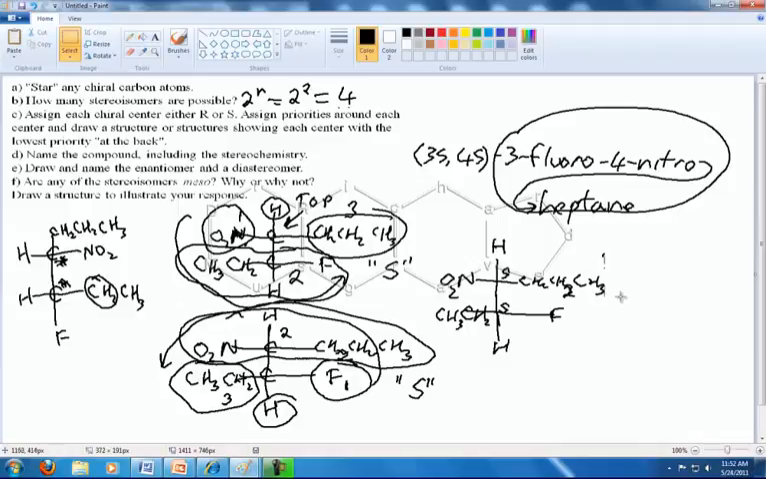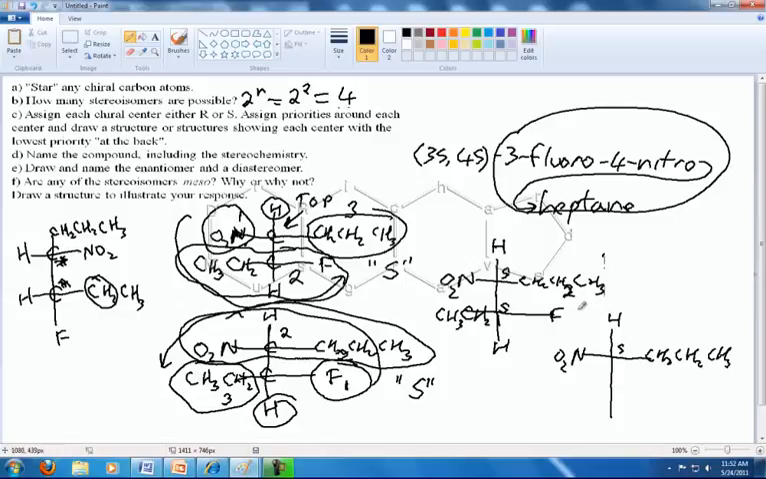Now to get a diastereomer, what I do is I leave one of the stereocenters the same and I switch the other one. So I'm going to draw the diastereomer down here, and I'm going to leave the top one the same and switch the bottom. Although I can also get a diastereomer by leaving the bottom the same and switching the top. But I'm just going to go ahead and leave the top the same. So let's use the NO2 here, and it will still be S, so that's not changing.